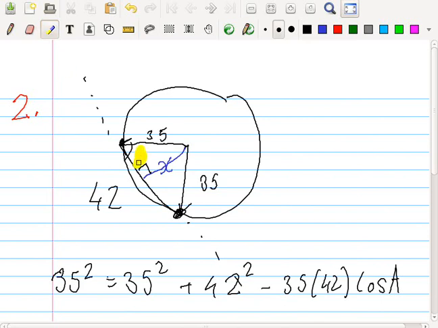I want this angle, so my cosine rule needs to look like this: this side squared equals this squared plus this squared minus twice this one times cos of the angle in between. So this 35 here is the side opposite the angle I want. That's how you should start. So if I want this angle, I should start with the opposite side of it. Okay? 35 squared equals 35 squared plus 42 squared minus twice 35 times 42 times cos the angle in between.